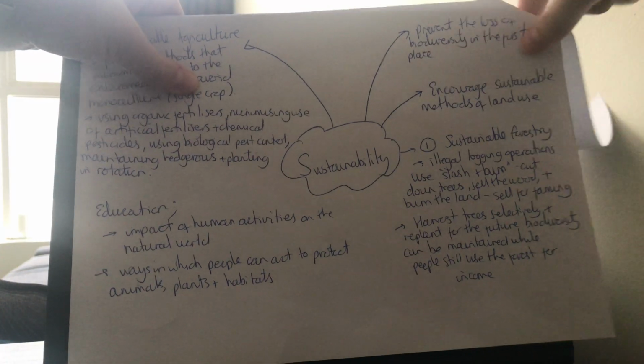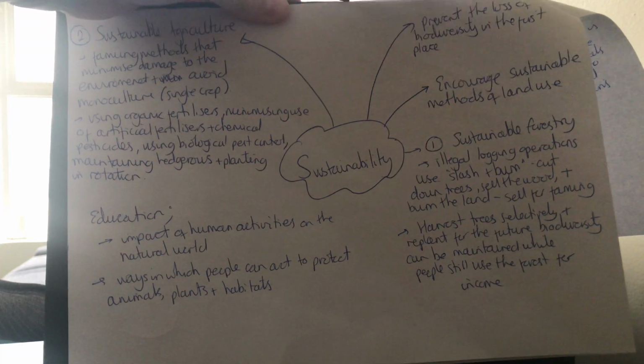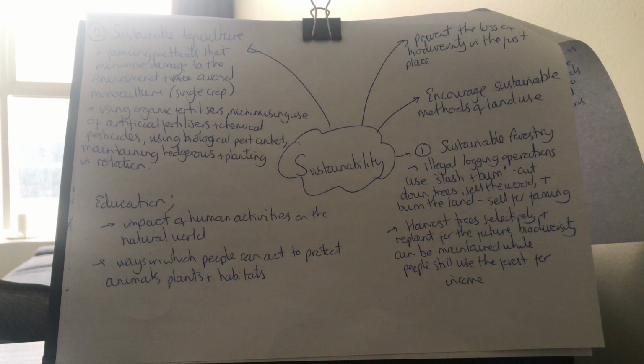So with conservation, you're trying to keep the habitat safe and minimise the loss of biodiversity. But some people would argue that sustainability, which is preventing the loss of biodiversity in the first place, is more important. So instead of trying to fix the problem and repair it after it's been done, stop it even happening in the first place.